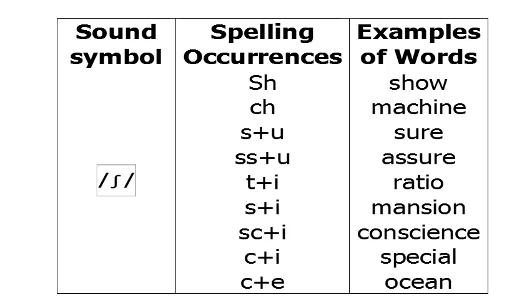This sound is pronounced sh. It can come from SH, CH, S followed by U, SS followed by U, T followed by I, S followed by I, SC followed by I, C followed by I, C followed by E. So some examples would be show, machine, sure, assure, ratio, mansion, conscience, spatial, ocean.